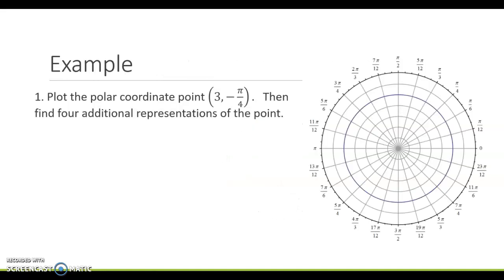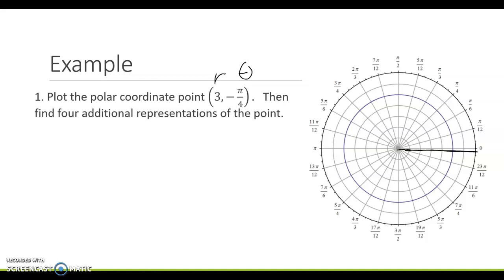Let's look at the first one here. So first we are going to plot the polar point (3, negative pi over 4). So 3 is my r value, meaning wherever this point is, I'm going to be 3 circles out from the origin, or from the pole. Okay? Theta is negative pi over 4.